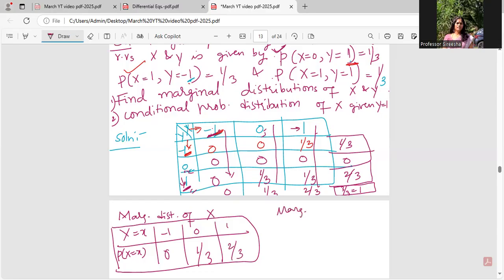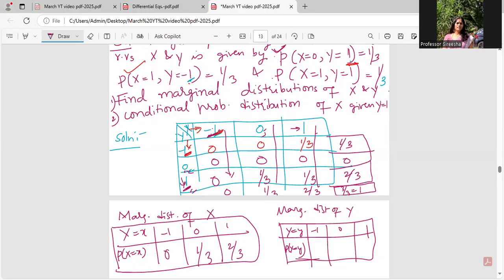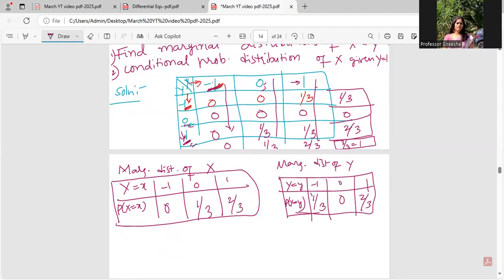Similarly, the marginal distribution of Y, the probability of capital Y is equal to y. Similarly, for Y equal to -1, it is 1/3. For Y equal to 0, it is 0. For Y equal to 1, it is 2/3. This is how you will write in the exam: the marginal distribution of X and the marginal distribution of Y.